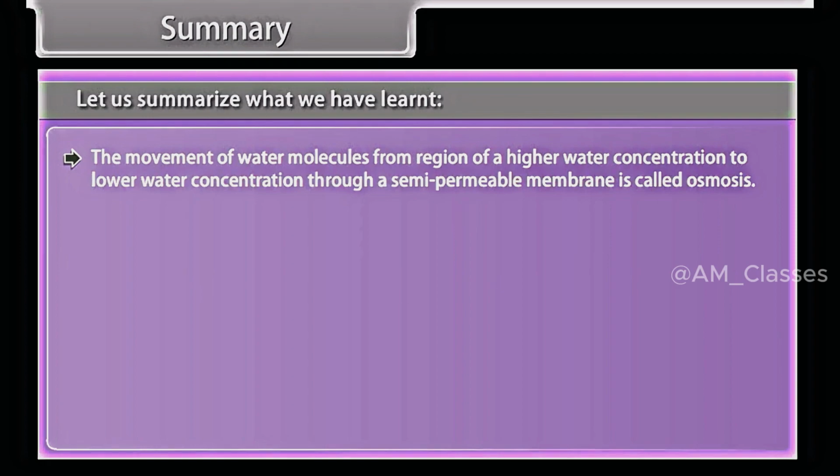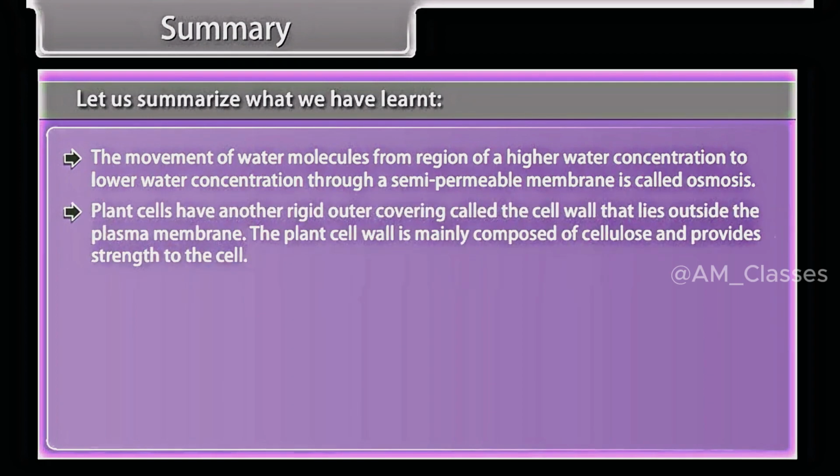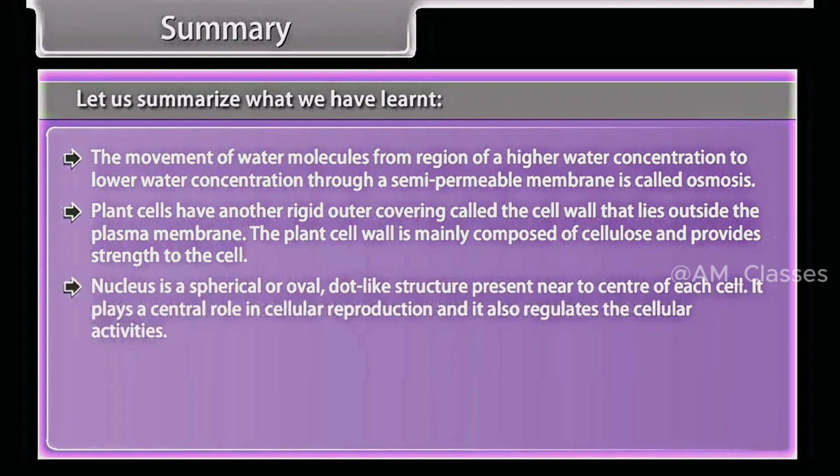is called osmosis. Plant cells have another rigid outer covering called the cell wall that lies outside the plasma membrane. The plant cell wall is mainly composed of cellulose and provides strength to the cell. Nucleus is a spherical or oval, dot-like structure present near the center of each cell. It plays a central role in cellular reproduction, and it also regulates the cellular activities.